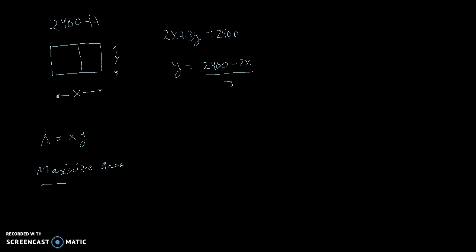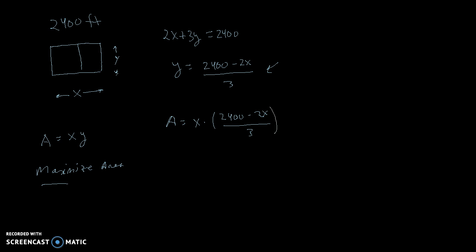And therefore, our area can now be written just in terms of x. Instead of being x times y, it's going to be x times this quantity here. So x times the quantity 2,400 minus 2x, all divided by 3.